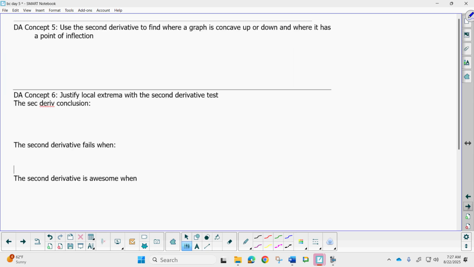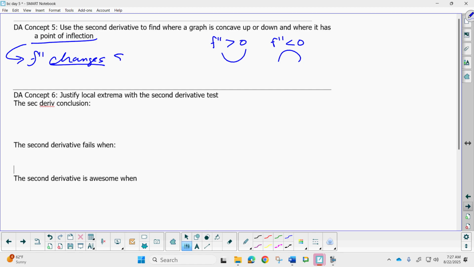Here we go. Use the second derivative to find concavity. Concave up is where f double prime is positive. Concave down is where f double prime is negative. Inflection points: this is a very common error. Please write this down. It's where f double prime changes sign, not just equals 0.